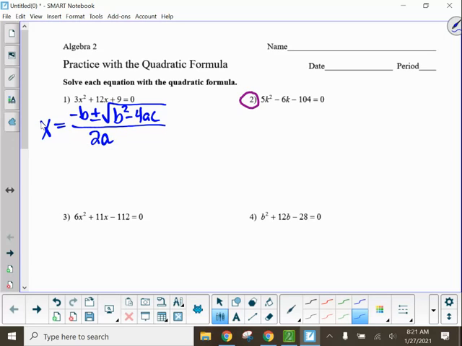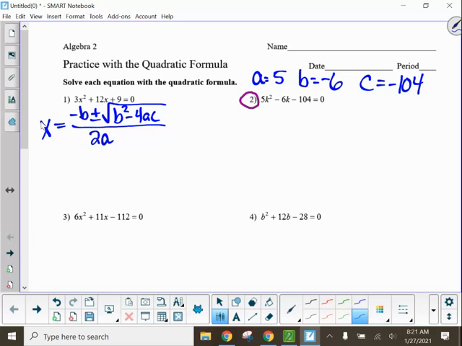2 times a. Now to get a, b, and c, you want to figure out a is going to be whatever number is in front of your x squared term. So for number 2, our a value is going to be 5. B is the value that's in front of the regular x term, usually the term in the middle of the third order. It's going to be -6 for this number 2. And then c is going to be the number that doesn't have any letter with it at all. So for this one, it's going to be -104.